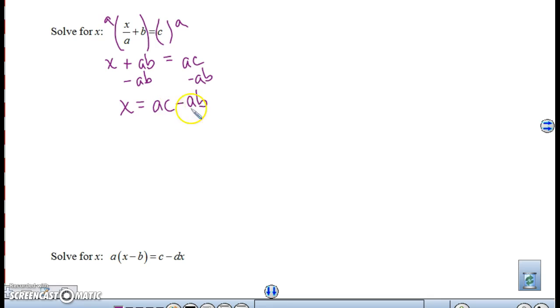Now, there is also another step to this if you wish. Notice here that this is ac minus ab. Couldn't we factor out the a by reverse distributive and end up with a times c minus b? That's fine. Either of these answers would be acceptable to me. You can go farther if you want to.